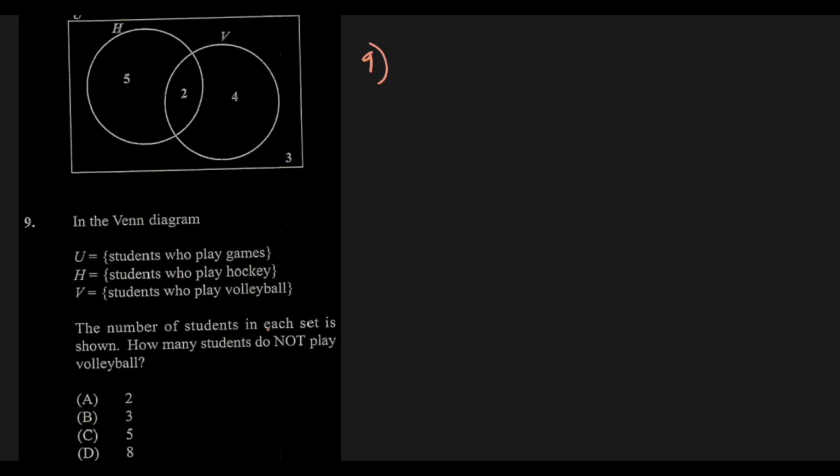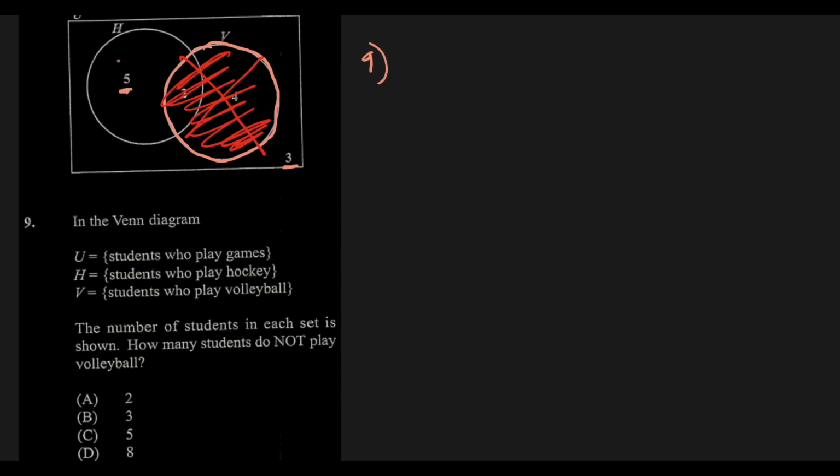The number of students in each set is shown. How many students do not play volleyball? So anybody who plays volleyball would be inside of this circle here. If you look inside this circle, this would represent the number of people that play volleyball. So we have 2 and 4. So 4 plus 2 is 6. So 6 people play volleyball. We do not want these people. We're looking for the people that do not play volleyball. So when we get rid of that, what's left? We have 5 as well as 3.